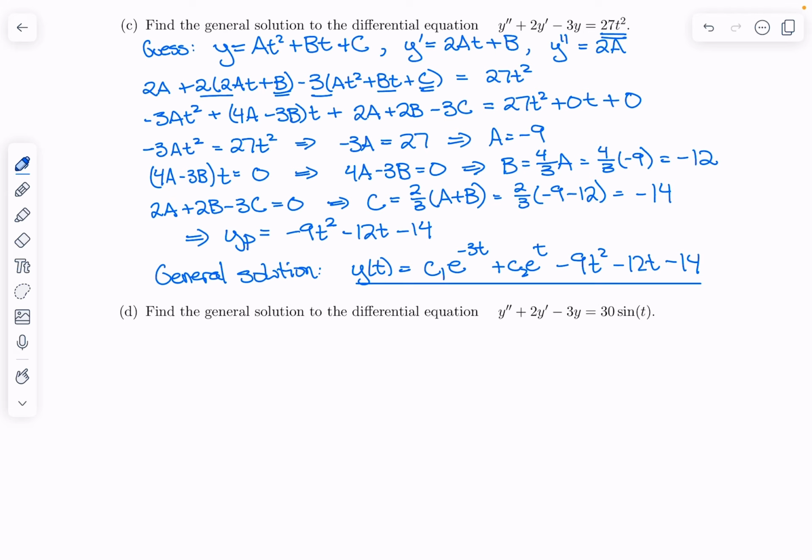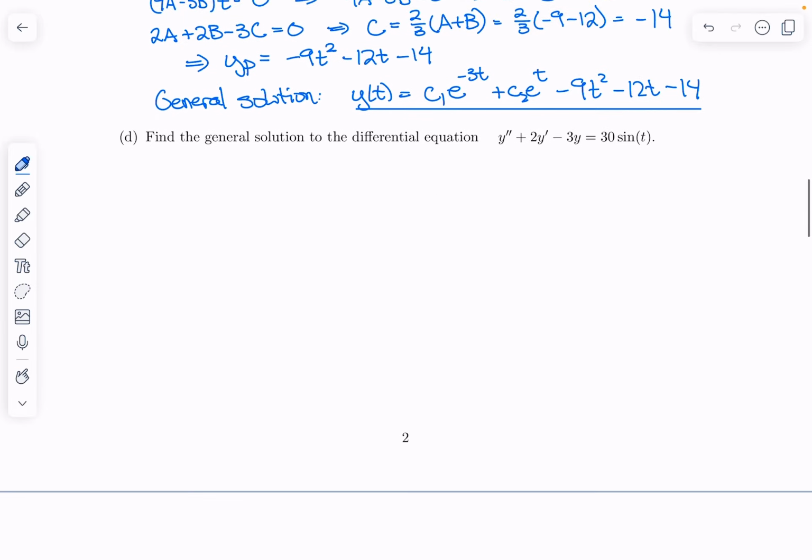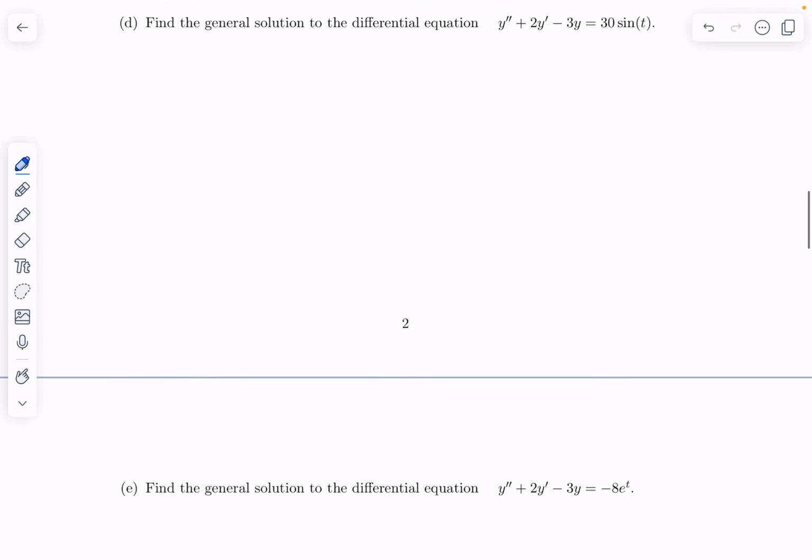We're going to move on to the next example. In the next example, I'm again going to change the right-hand side of the differential equation. Now it's going to be 30 sine t. So again, I need to guess a particular solution. For the guess, I could do a constant times sine t, because of course derivatives of sine might look like sine. But in fact, the first derivative of sine is cosine. And so the guess that I'm going to make is a times cosine of t plus b times sine of t.